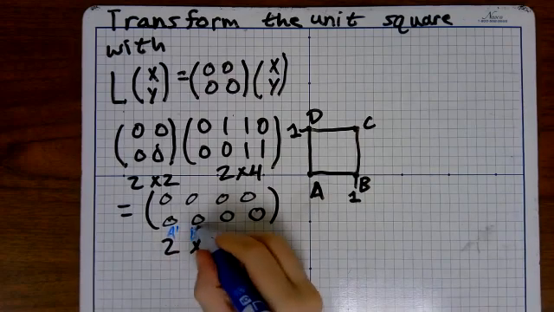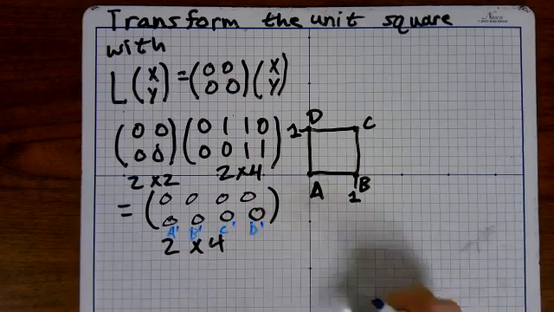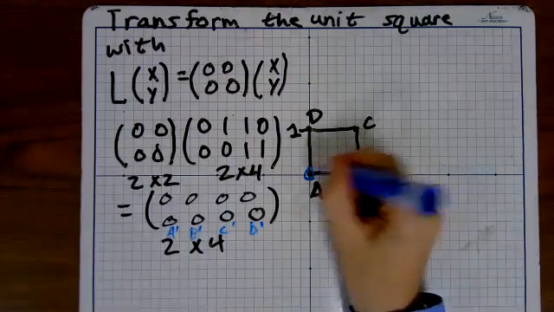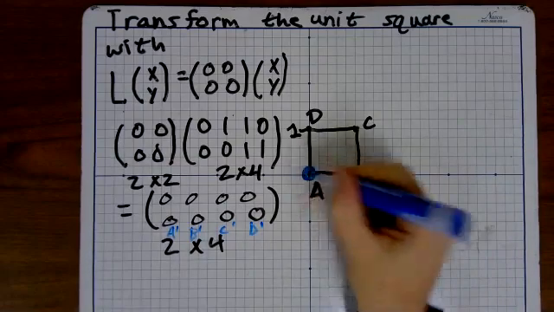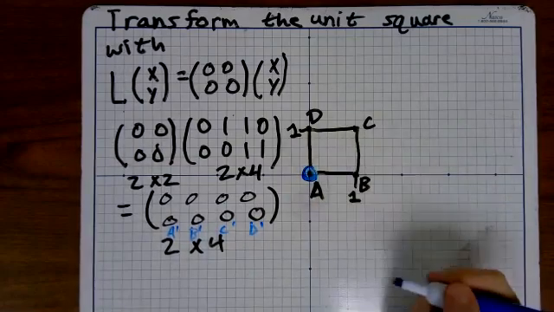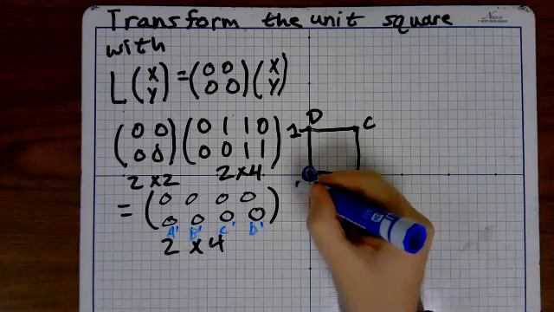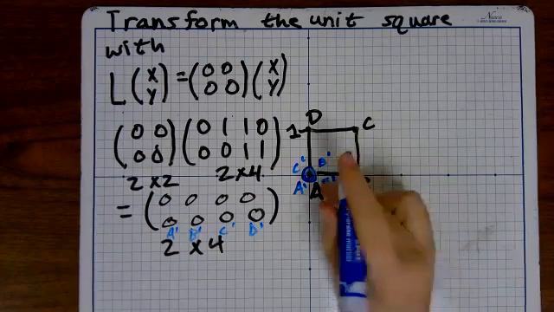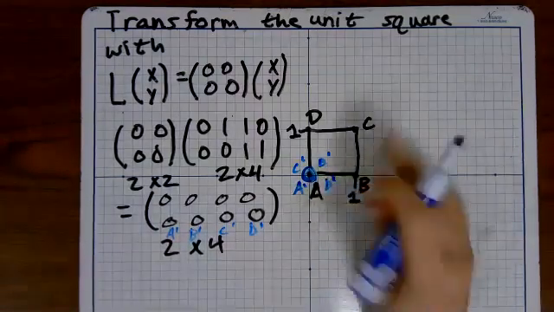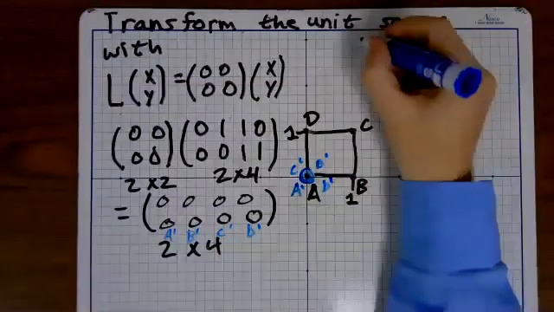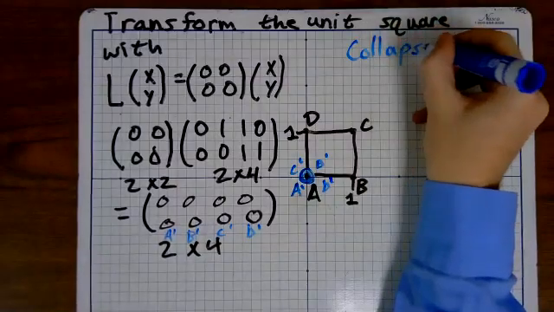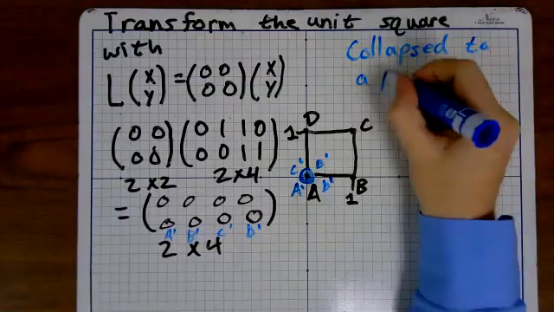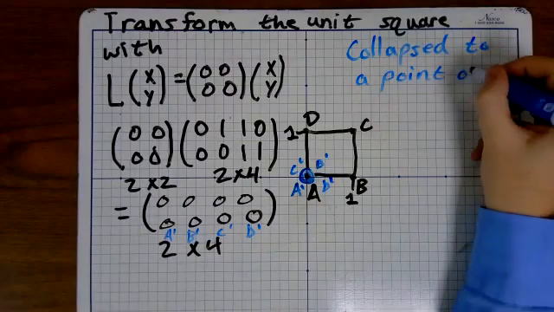So here's A prime, here's B prime, C prime, and here's D prime. So let's draw the resulting points. There's A, there's B prime, there's C prime, and there's D prime. So what happened to our shape? Well, when our shape gets crunched down like this, we call this a collapse. It collapsed to a point on the origin.